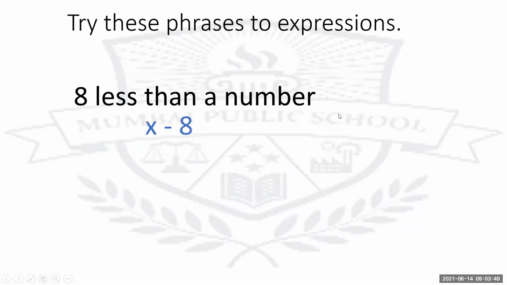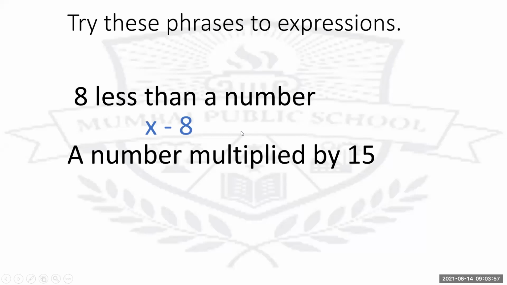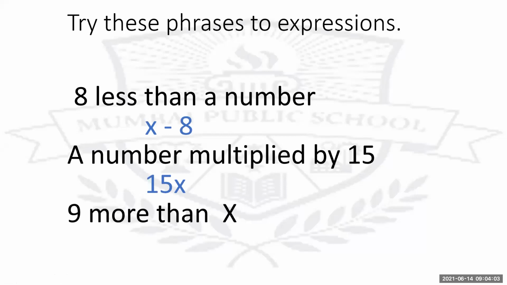Eight less than a number. So that is x minus 8. A number multiplied by 15. 15x. 9 more than x. It is x plus 9. We can remove the screenshot of this if you want.